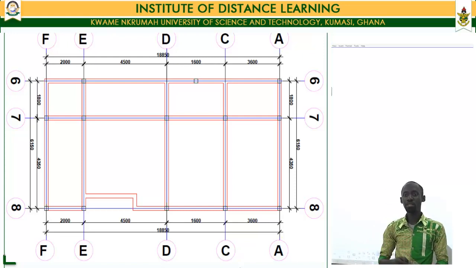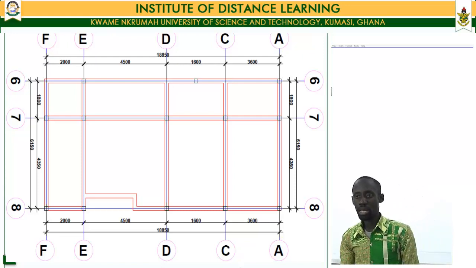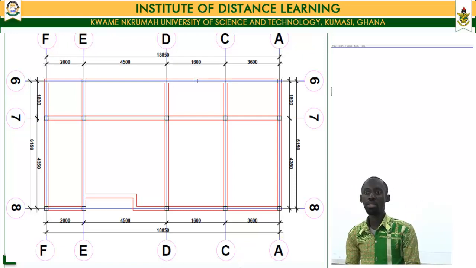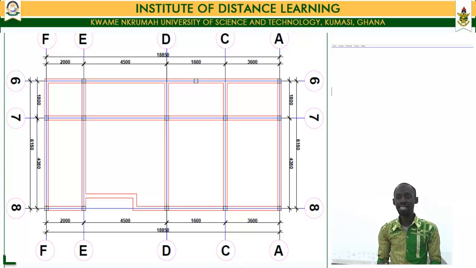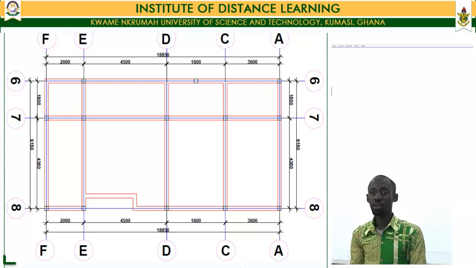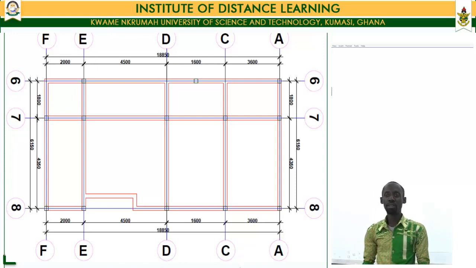So considering the plan that we are working with, our beam on grid line D has two slabs to the side, one with a dimension of 4,500 and the other one with a dimension of 1,600.